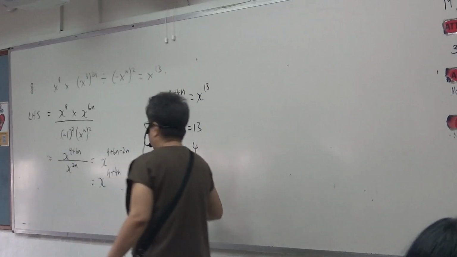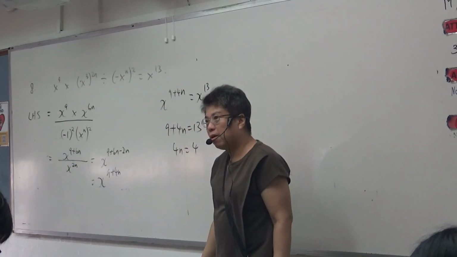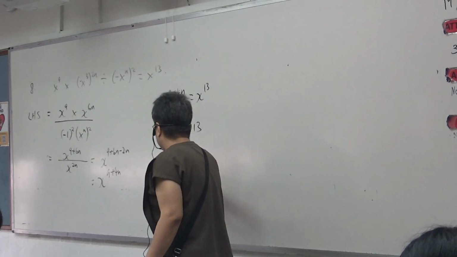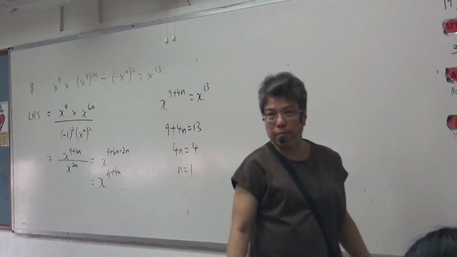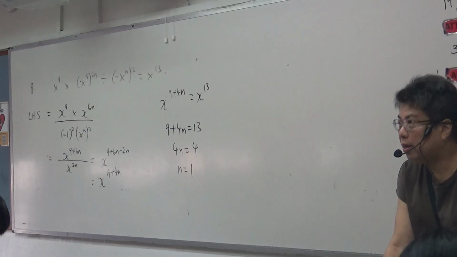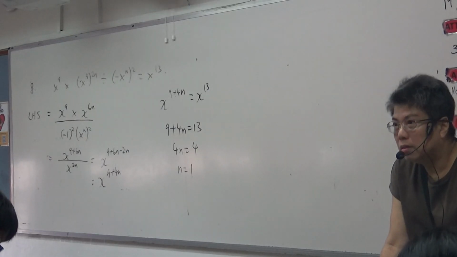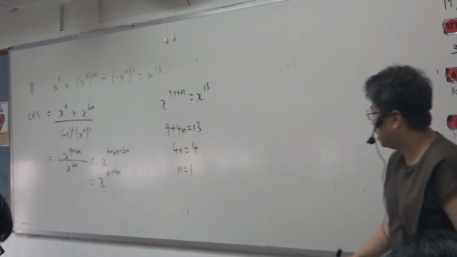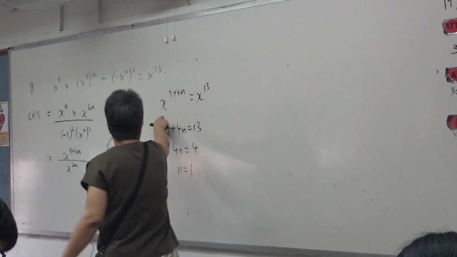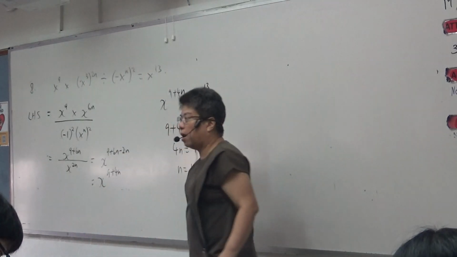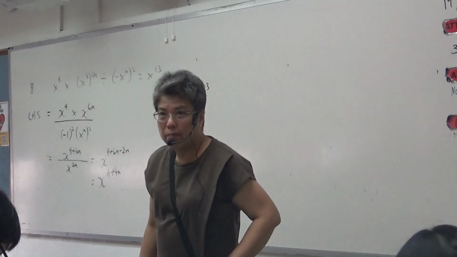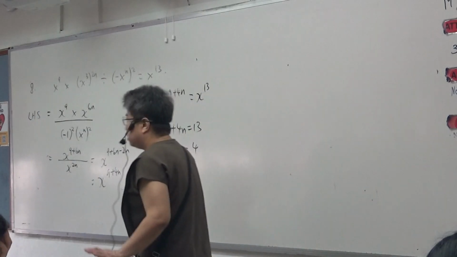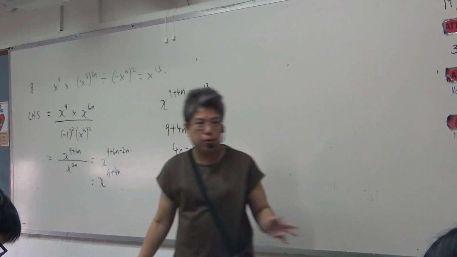4n equals 4, right? Correct. 13 minus 9, right? So what is n? n is what? Everybody know? You cannot bring everywhere, no? You must make sure you put it to the same base. After that, you compare the index. Is that understood? No problem. Okay, good.